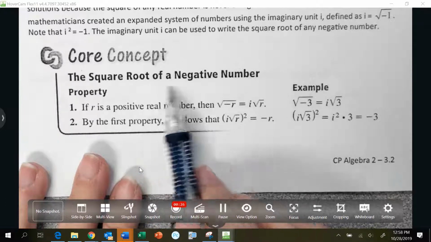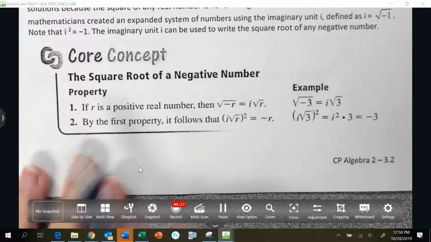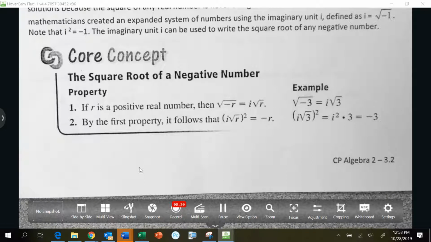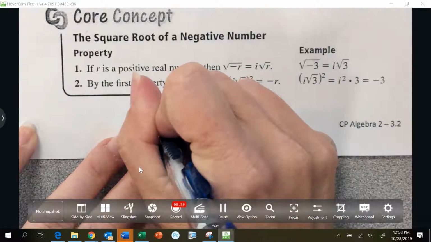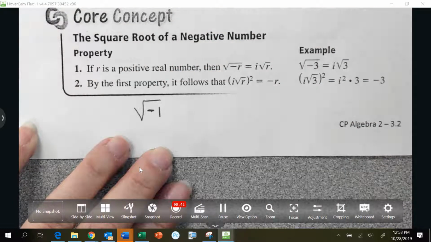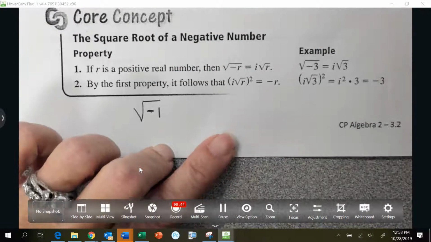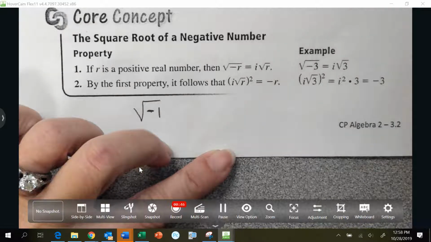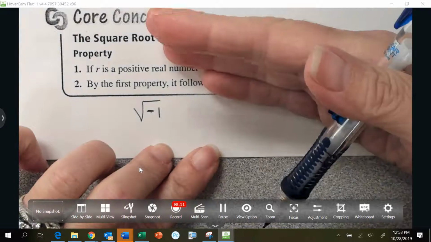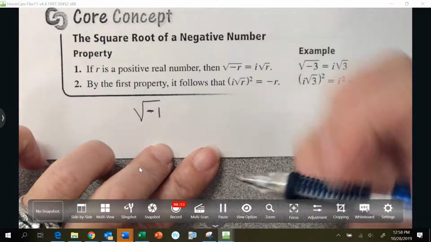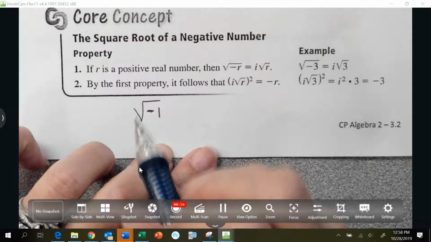The square root of a negative number property. I'm going to summarize what this is saying here. The square root of negative 1, because it is not a real number, and because we still need this to solve things, people made up something to write this. Because this is not a real number.